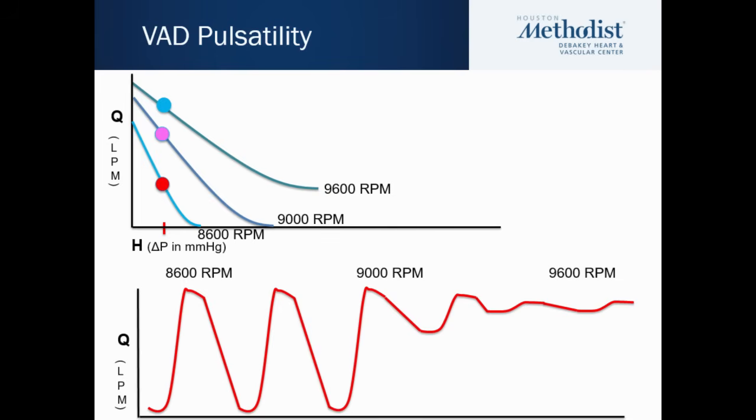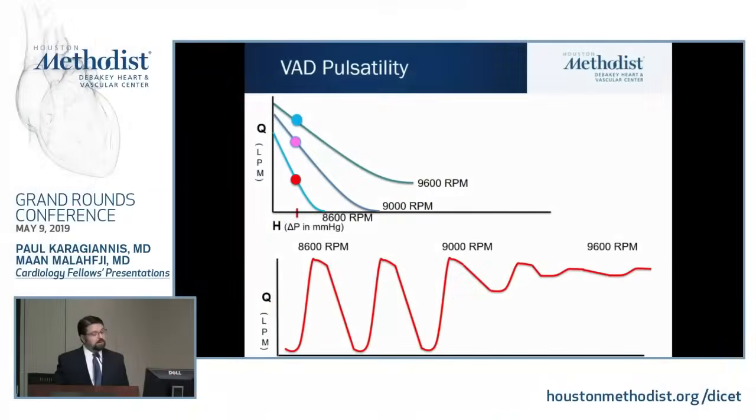Another important concept is how pulsatility changes with RPM. So again, this is the HQ curve at different RPMs, and we represent here the flow on the bottom. So at 8,600, we have this position. At a set differential pressure, we have this flow, and a fairly large amplitude between systole and diastole. Cranking up the RPM, we notice that the flow amplitude diminishes. It becomes less pulsatile. This is ultimately what pulsatility looks like on the waveform. And at 9,600, it's barely pulsatile at all.